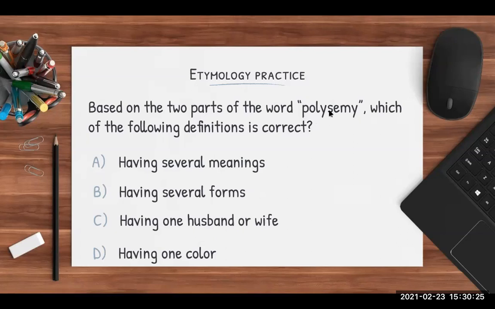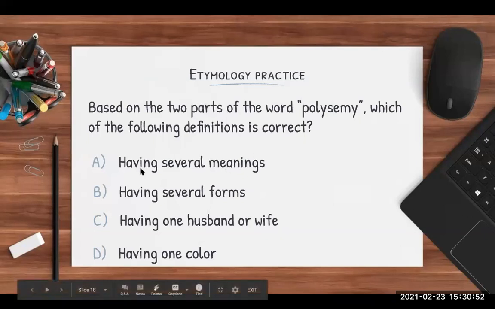At least we've got the beginning, poly, and then we've got sem. So generally we know that poly means many. That would come up in polygon, many sides, or polygamy, married to multiple people. So in general, we can look at this list and say that having several meanings or several forms makes more sense than having one, because poly means many. So we can eliminate these last two.